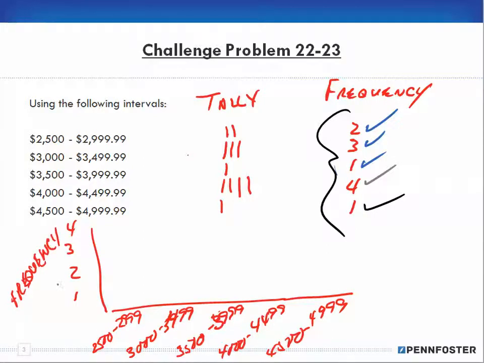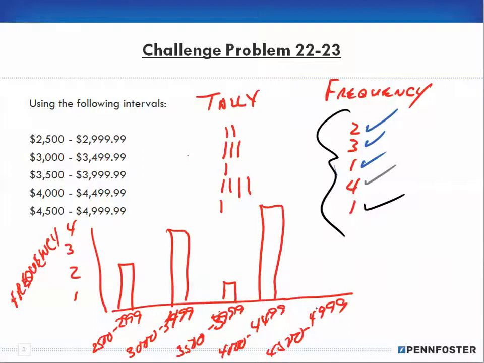Okay, so these are my frequencies. For 2,500 to 3,000, I have 2, so my bar would only go up to 2. For the 3,000, it would go up to 3 because I have 3 frequencies there. For 3,500, I would have 1 frequency. For 4,000, I would have 4 frequencies. And for 4,500, again, I would only have a 1.